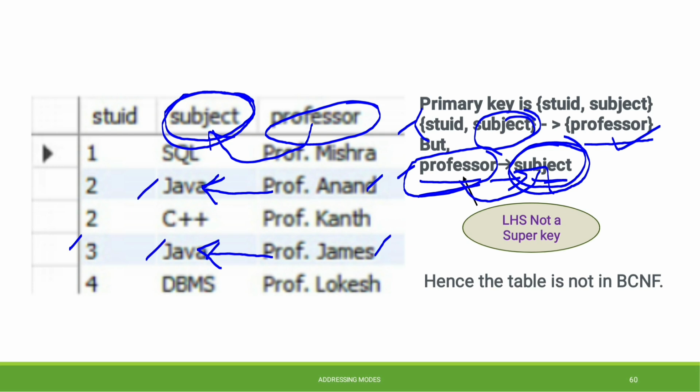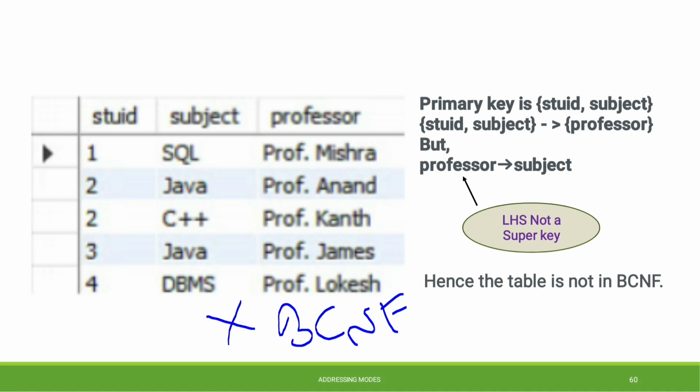This is not okay. A non-prime attribute cannot be used to decide the value of a prime attribute. Hence, this is not in BCNF. This has to be eliminated. That is what is given here: LHS is not a super key. Left hand side is not a super key.